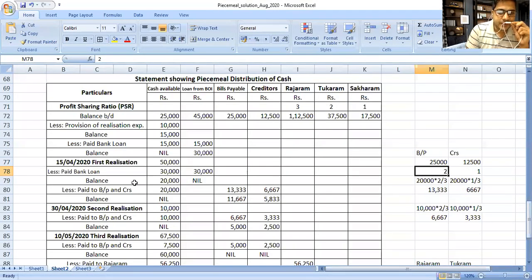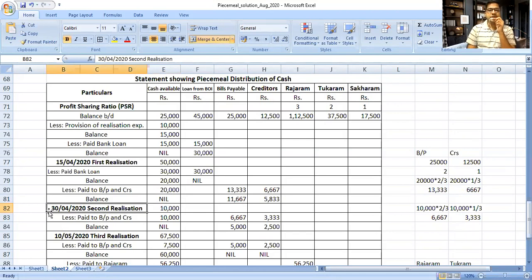We will pay on a 2 is to 1 basis. Now we have an available balance of only 20,000. This 20,000 we will pay on a 2 is to 1 basis. So bills payable received 13,333 and creditors received 6,667. The rest of the balance available is nil, and the rest of the due for bills payable is 11,667 and creditors 5,833. Now there is no cash available. Again we will move on to further realization. We depend on the realization value.